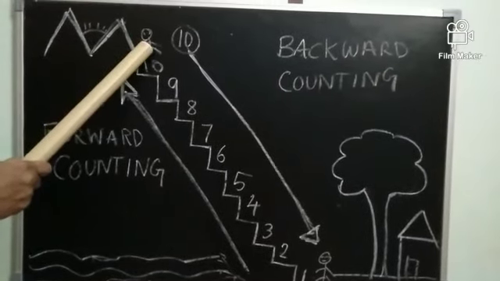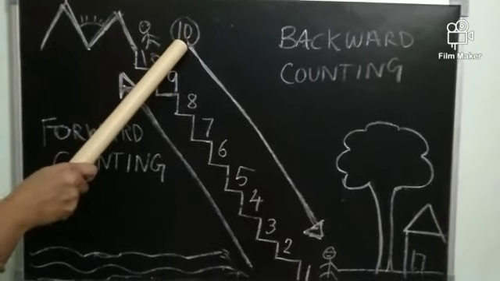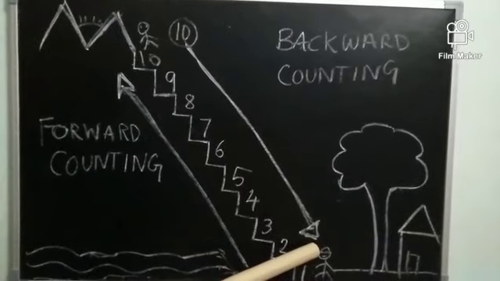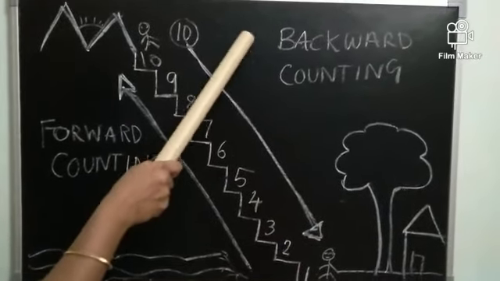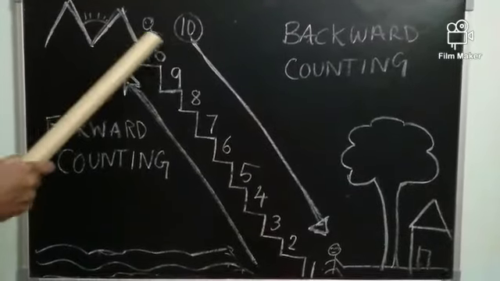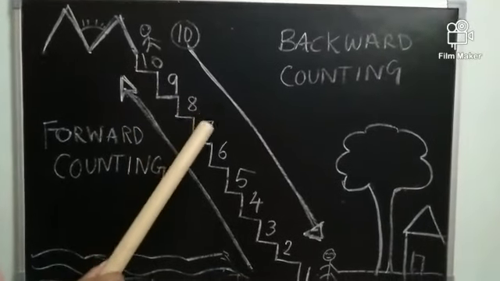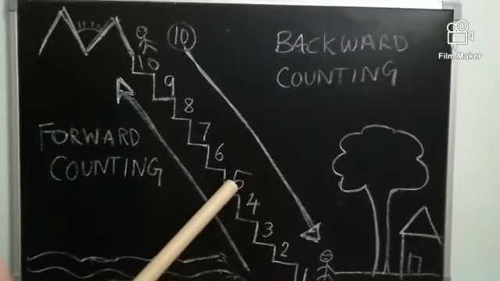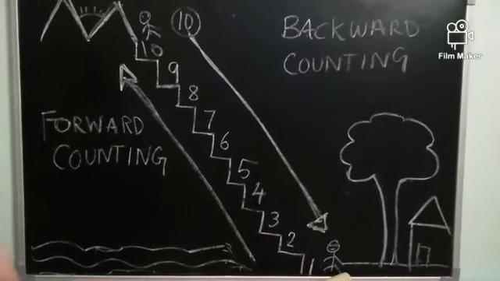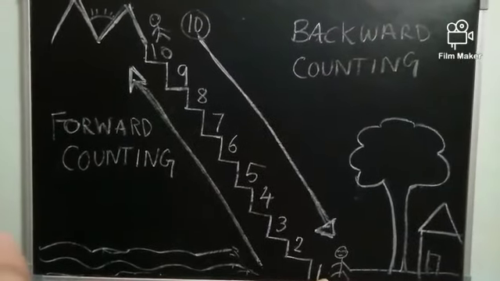He reached there within 10 minutes. He wanted to take rest, so he rested for 10 minutes. Again, after taking rest, he wants to come down. How is he going to come down? By counting backward. How to count backward? He reached 10 steps. Now coming back. So 10, 9, 8, 7, 6, 5, 4, 3, 2, 1. Reached down. So while going up, forward counting, and coming down back to the place, backward counting.